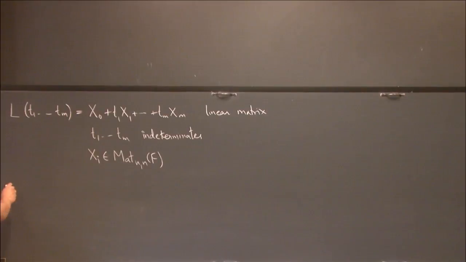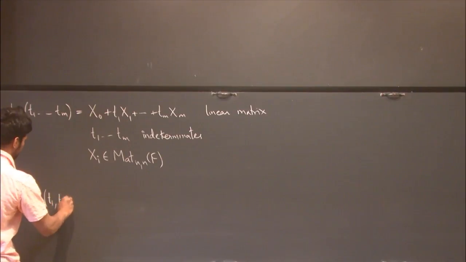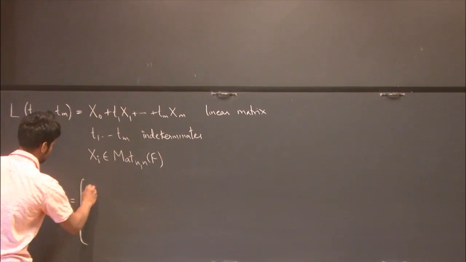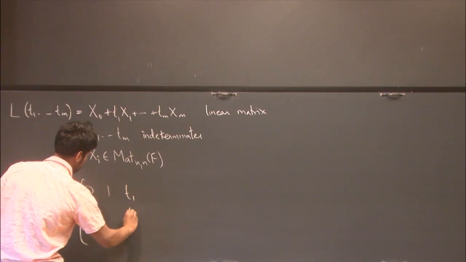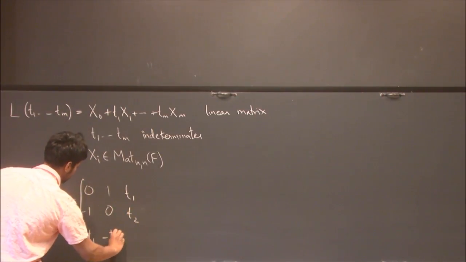So let me give you an example, and I'm going to give you that same example. L of t1, t2 is 0, 1, t1, t2, 0, minus 1, minus t1, minus t2.